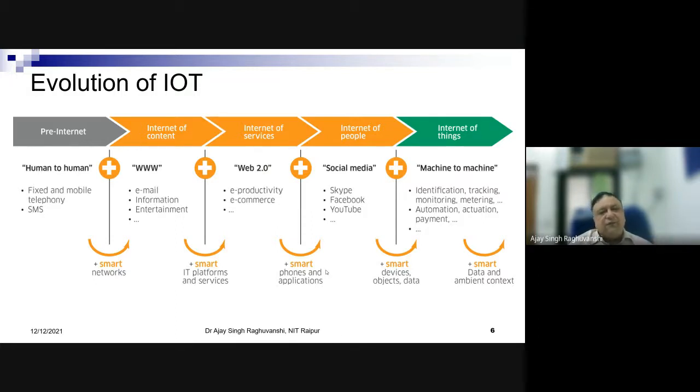So this was pre-internet. Pagers were there. You had telephones, you had mobile telephony, but most of the time the mobile telephony that we had was basically voice and SMS only. Then came the internet, which was around the 80s, and the WWW developed. That was the WWW era, when smart networks came, and we could send information onto the network. The internet came, and that was the internet of content.